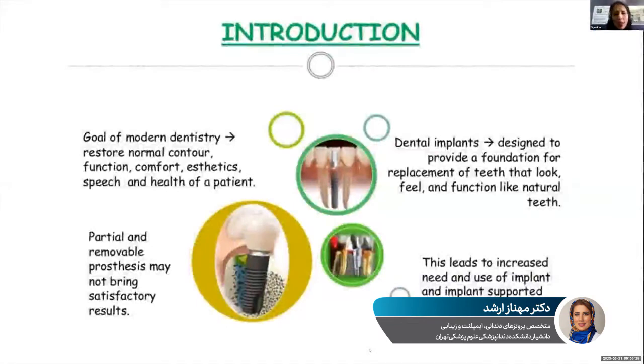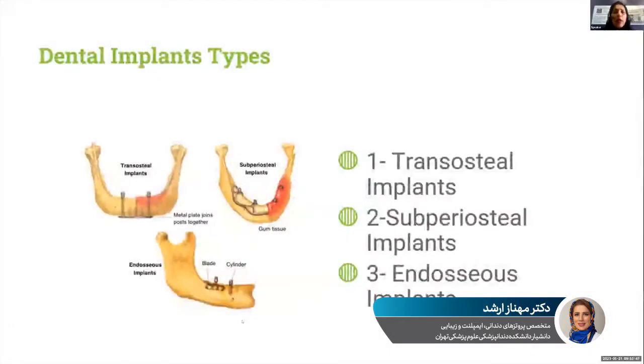Everybody knows about the implants. Today, the goal of modern dentistry is to restore normal contour and function, comfort, and aesthetics, and dental implants help us with these goals. But in some special situations, when we have an atrophic ridge or when the nerve is near the crest, we can't use the usual endosseous implants. So that's the challenge today: to restore and help these people.